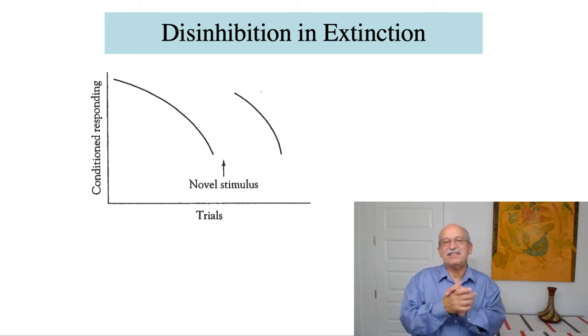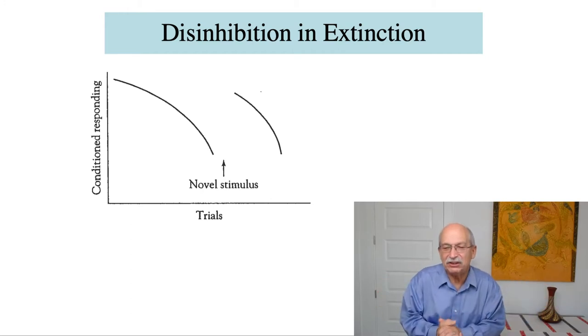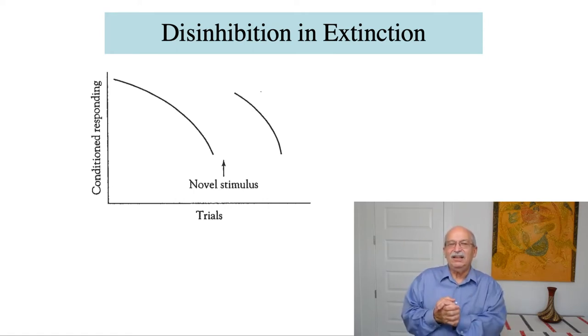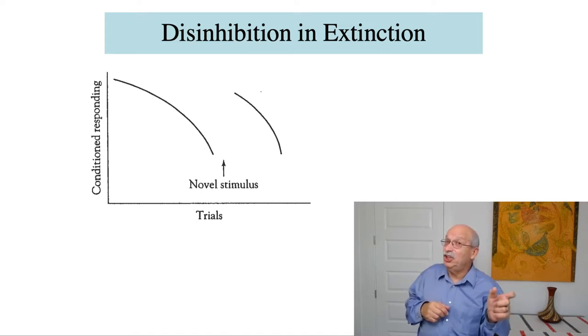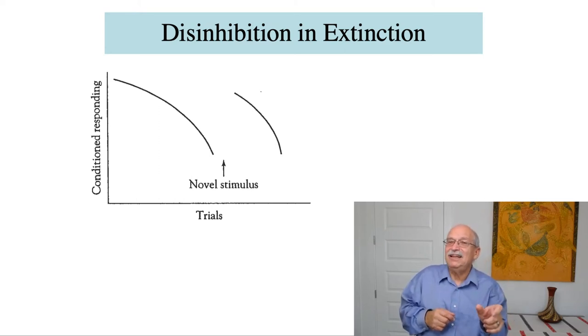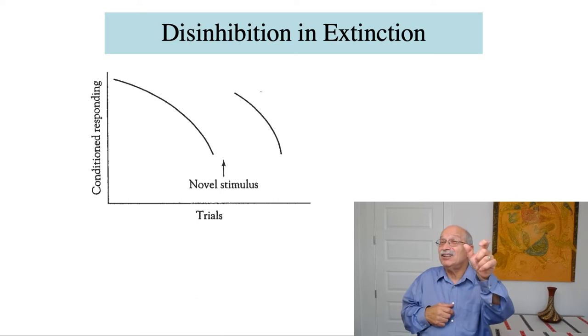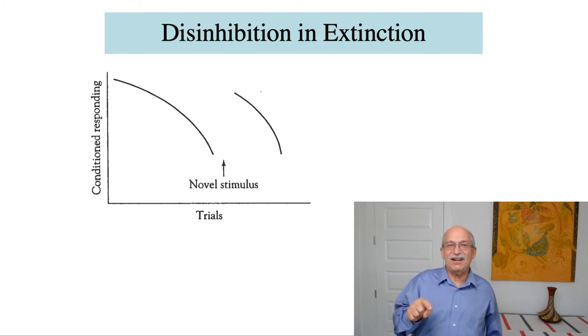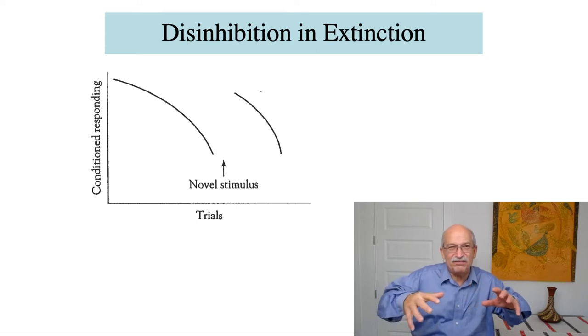The graph starts out with the extinction of the conditioned salivary response to a tone, let's say, and then you present a novel stimulus, a visual cue of some sort, and then you reintroduce the tone, and what you find is that the salivation to the tone after this novel stimulus is higher than it was at the end of the preceding extinction series. So this is called the disinhibition effect. And it's this phenomenon that encouraged Pavlov to interpret extinction as a form of inhibition.